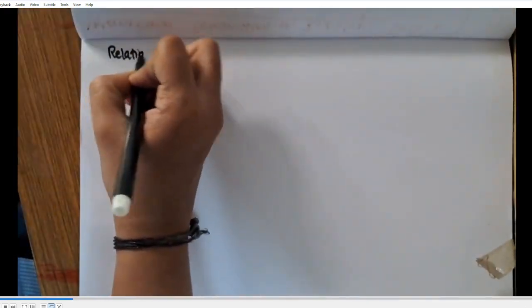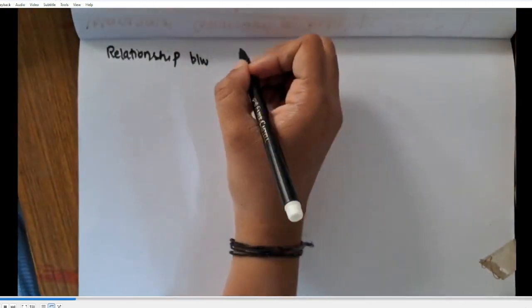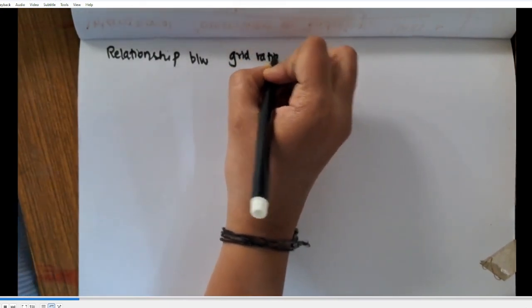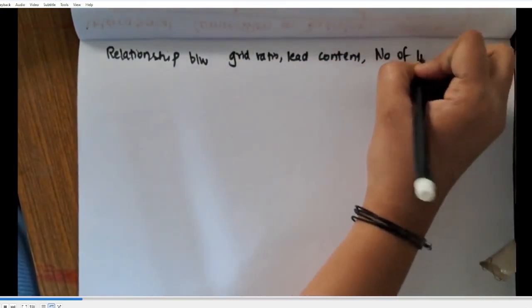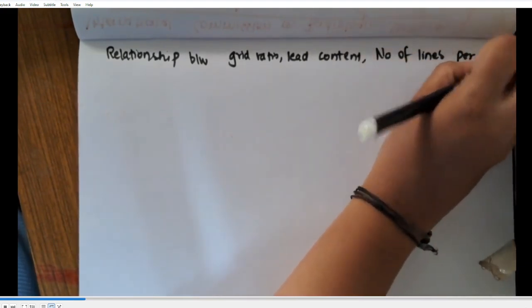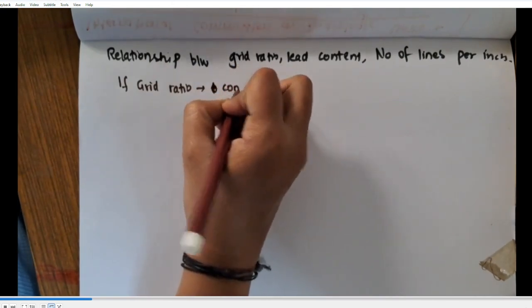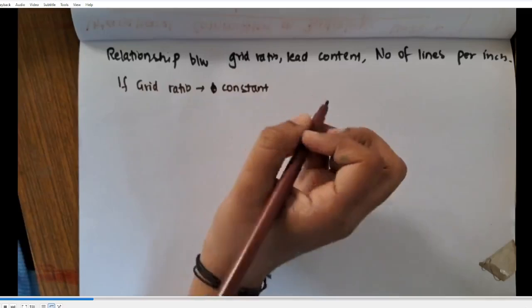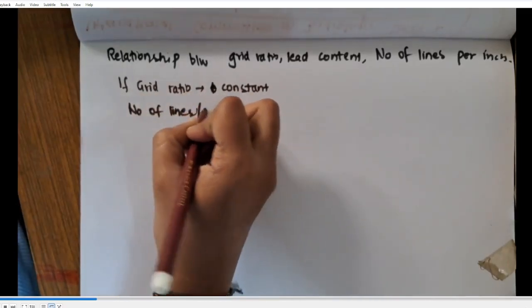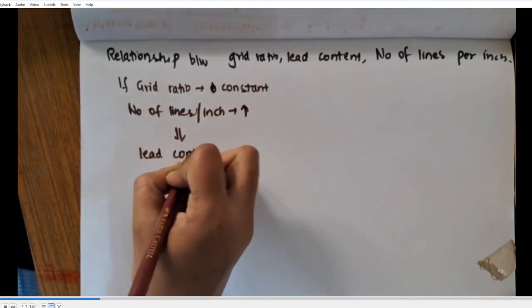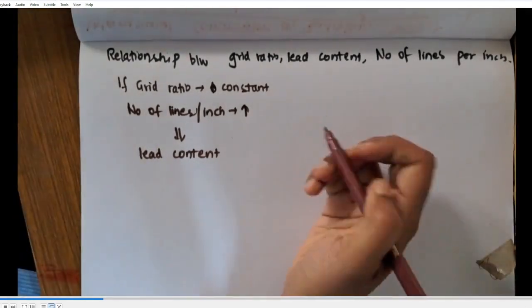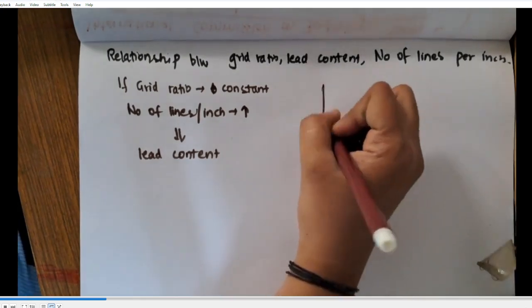There is a definitive relationship between the grid ratio, lead content, and the number of lines per inch. If the grid ratio remains constant and the number of lines per inch is increased, then lead content must decrease.